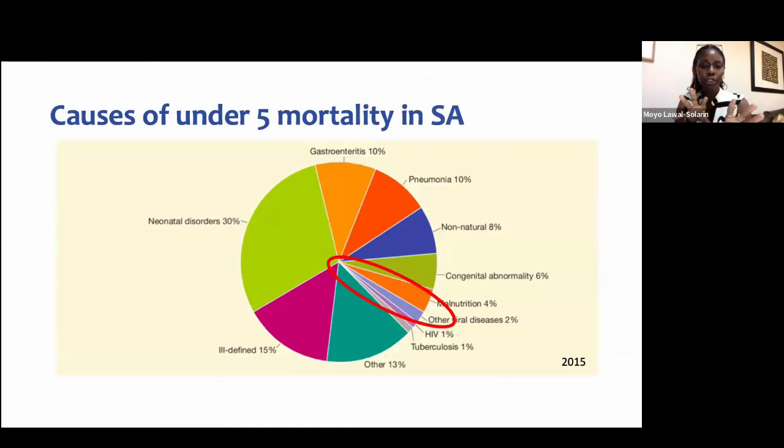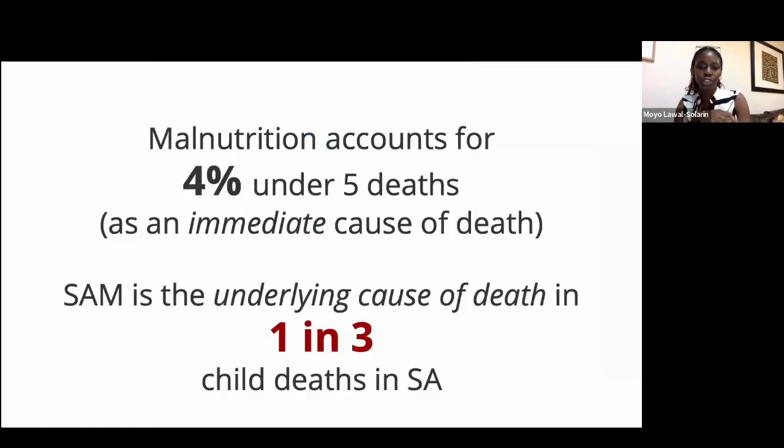So this diagram shows the causes of under 5 mortality in our country. And as you can see, malnutrition is the little orange sliver there that I've highlighted. It looks like quite a small percentage in the grand scheme of things, but that's because this percentage only represents an immediate or direct cause of mortality. So malnutrition only accounts for about 4% of under 5 deaths, but that's as an immediate cause of death. So that's the terminal event only.